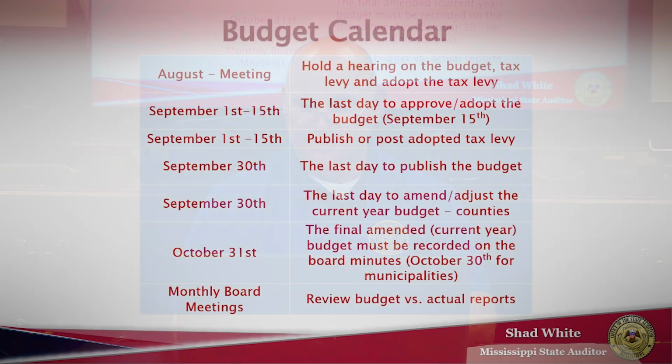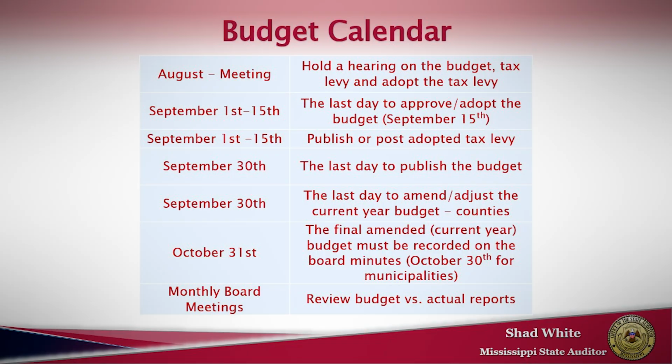So by September the 15th, that's why you need to make all your boards well aware 2 weeks out from September 15th, we have to have a budget by then, and we have to have a public hearing, and we got to advertise for 2 weeks. The last day, September 30th, is the last day to publish a budget. Counties have to publish a budget in some newspaper in the county, and that's getting harder and harder to do because there are fewer and fewer newspapers.